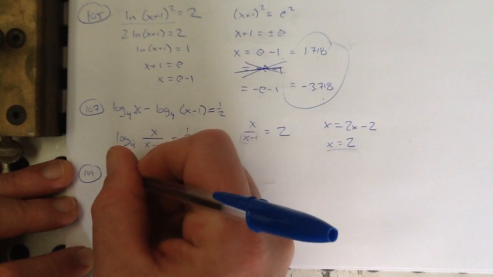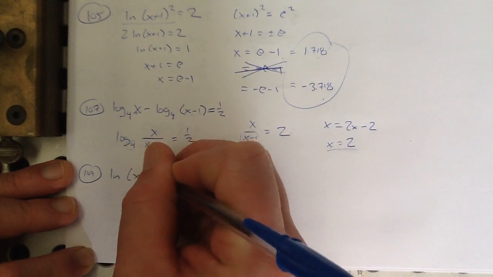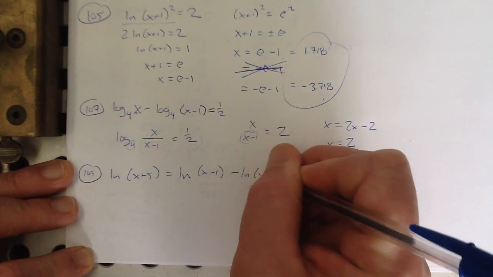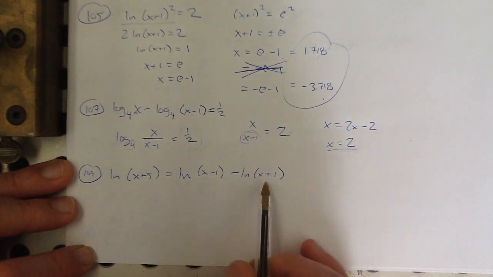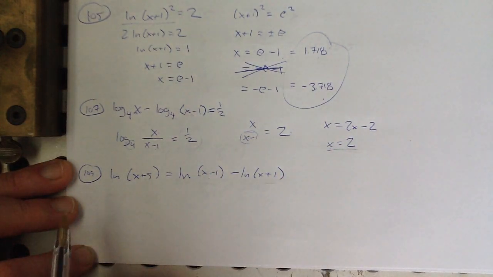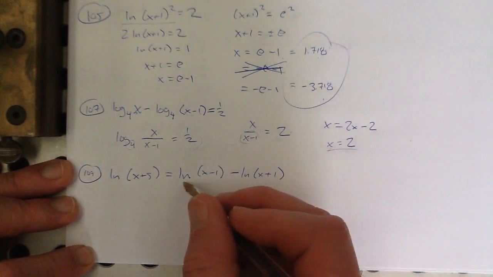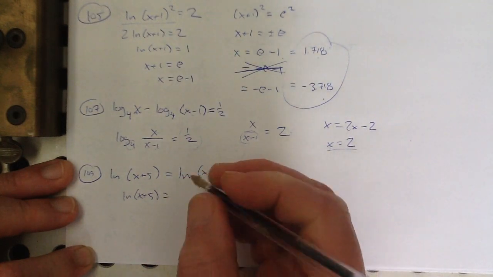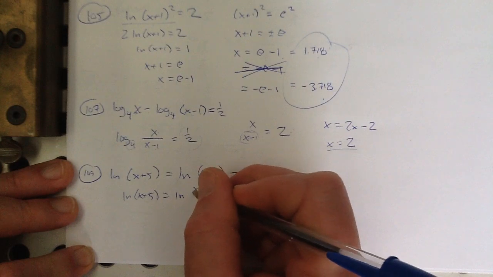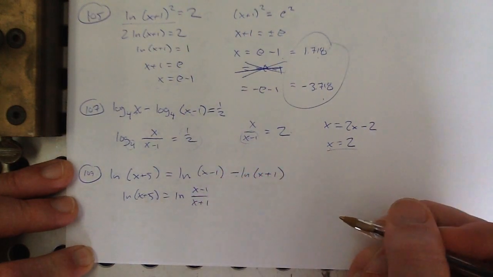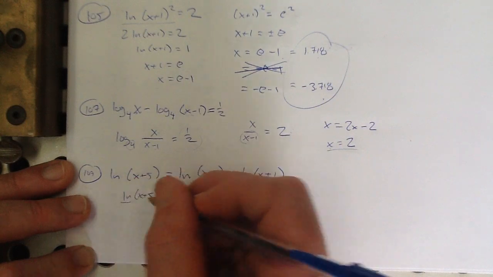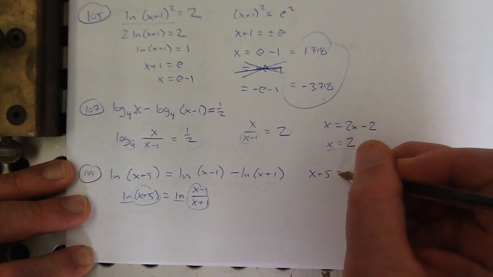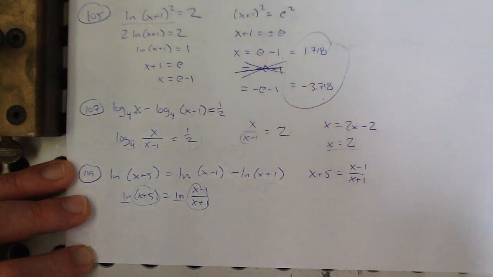Alright, kind of similar looking thing here in 109. Definitely, again, going to be a check the answer. Just make sure that all these come out to be positive. So, going to consolidate on this side. Subtraction turns into division. Inside one logarithm, x minus 1 over x plus 1. And then the logarithm equals logarithm, so these insides have to be equal to each other. So x plus 5 equals x minus 1 over x plus 1.